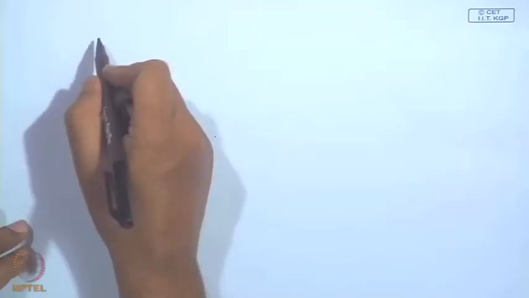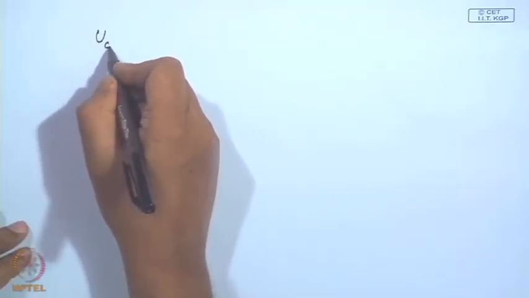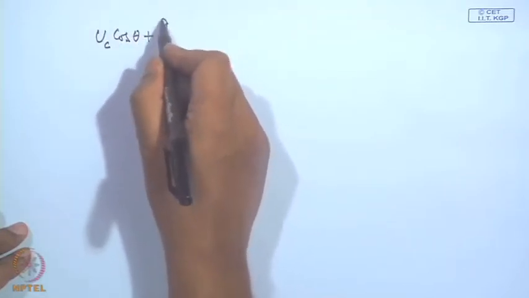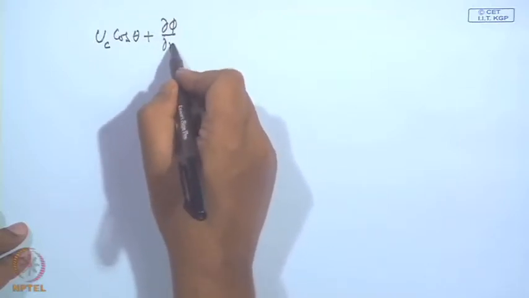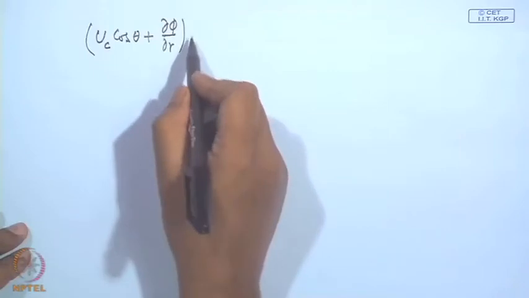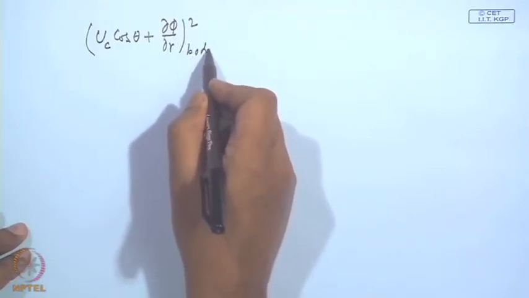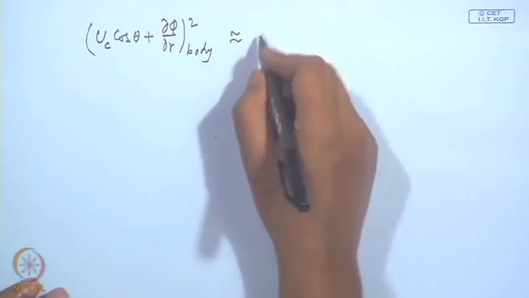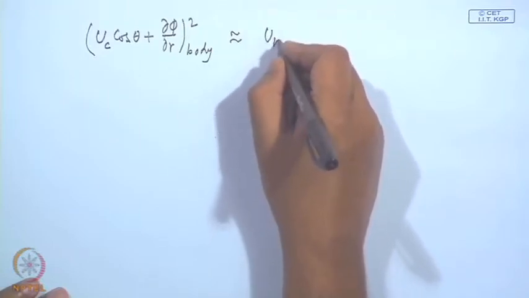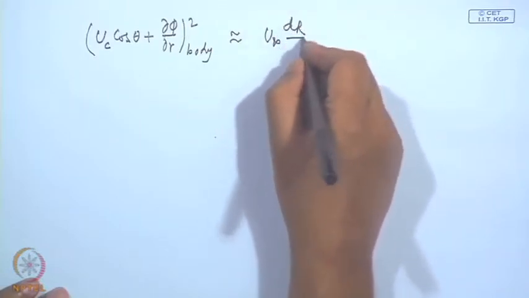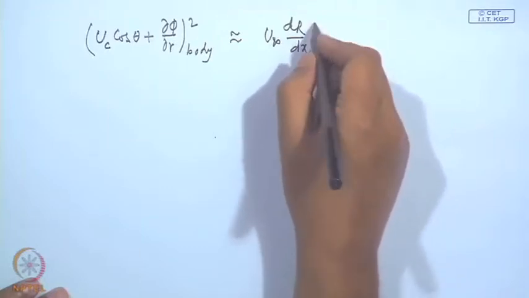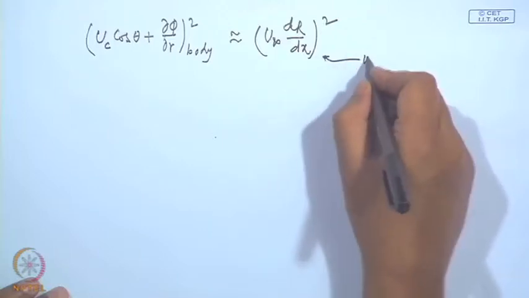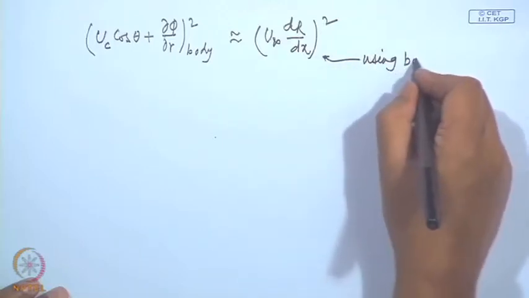For the radial component similarly, u c cos theta plus d phi dr, and this can be written as u infinity dr dx square. This we obtained using the boundary condition.